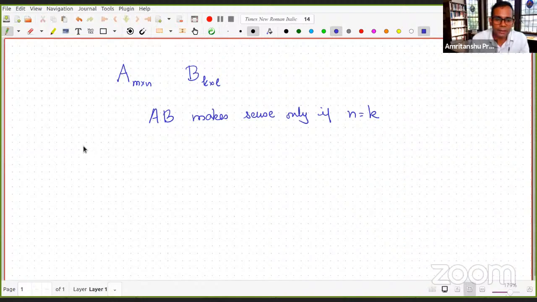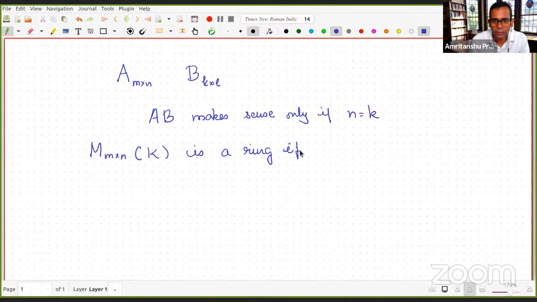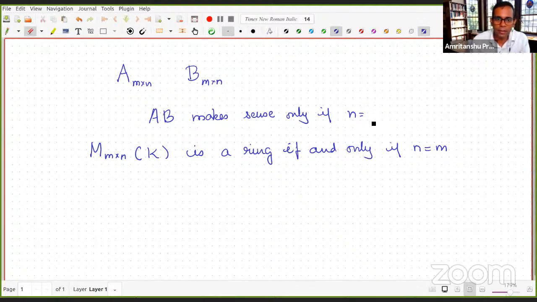So only square matrices form a ring. The set of m by n matrices over a subfield k is a ring if and only if n is equal to m, because you will not be able to multiply an m by n matrix by another m by n matrix unless m is equal to n. So this is one reason why we often think of square matrices when we want to talk about a ring.